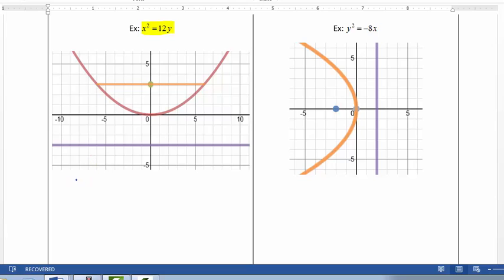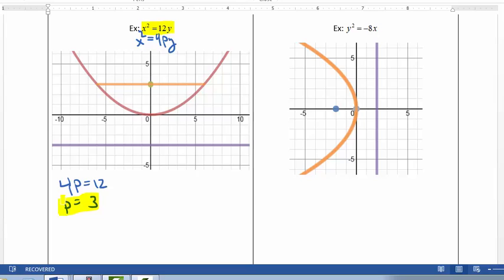So we want to turn this into x squared equals 4py. So what do you see? You can see that 12 is playing the role of 4p, right? So we know that 4p is going to be 12, which means that p is going to be 3. So what this is going to do is help us get our focus and our directrix, right? We know that this thing has a vertex at 0, 0.